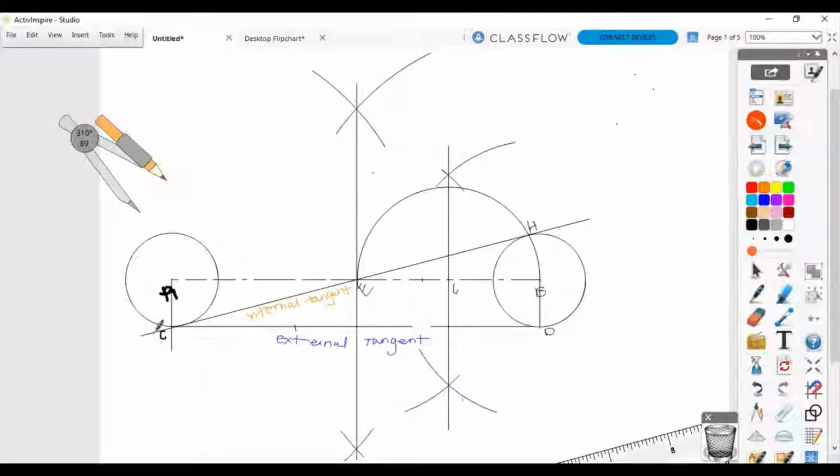Now, if the internal tangent or the external tangent is what is expected as the final answer, you should deepen it. It should not be a thin and faint line, but it should be a thick line, such as this.